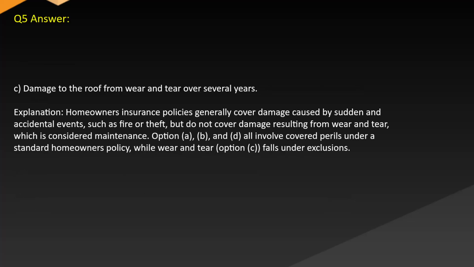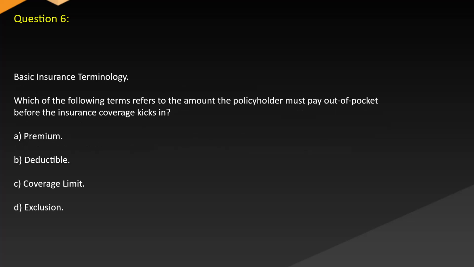Answer. C. Damage to the roof from wear and tear over several years. Explanation. Homeowners insurance policies generally cover damage caused by sudden and accidental events such as fire or theft, but do not cover damage resulting from wear and tear, which is considered maintenance. Options A, B, and D all involve covered perils under a standard homeowners policy, while wear and tear, option C, falls under exclusions.